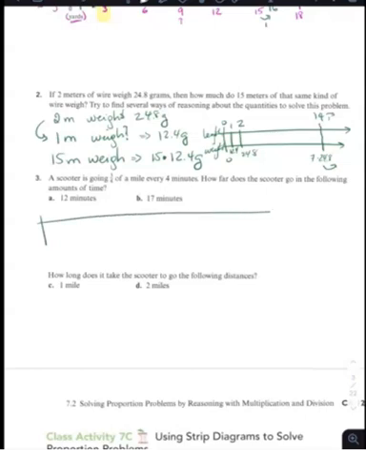Well, let's see if we can use a double number line for this. So this is going to be a distance, and this is time, and this is miles, and this is minutes. So we know that for every 4 minutes, it goes 3/4 of a mile. How far does the scooter go in 12 minutes? Well, if he doesn't slow down, this would be 3/2. And then at 12 minutes, it would be 3 times that, right? So 9/4.